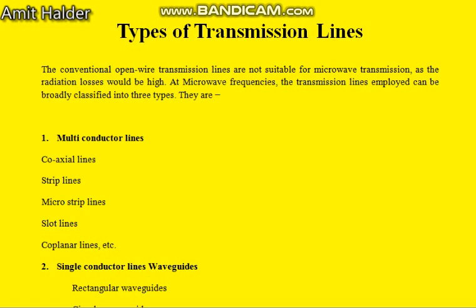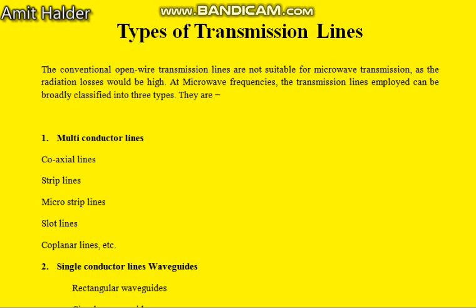So here is the lecture on the types of transmission lines. The conventional open wire transmission lines are not suitable for microwave transmission. Why? Because they have radiation losses, and the radiation losses are high. At microwave frequencies, the transmission lines employed can be broadly classified into three types.